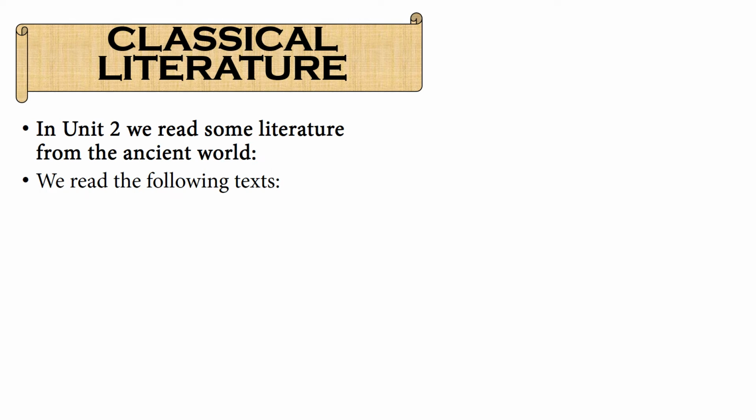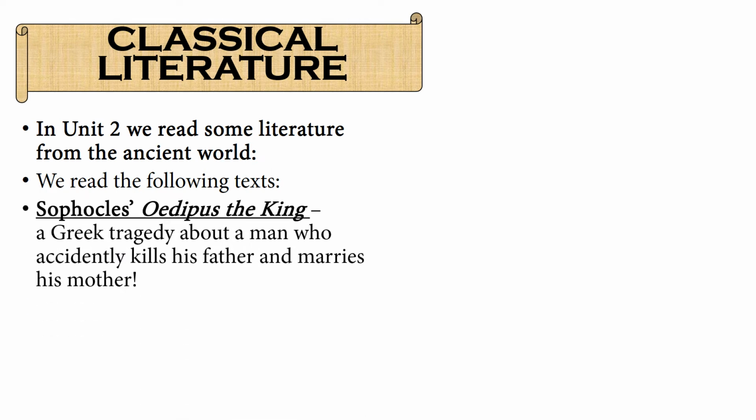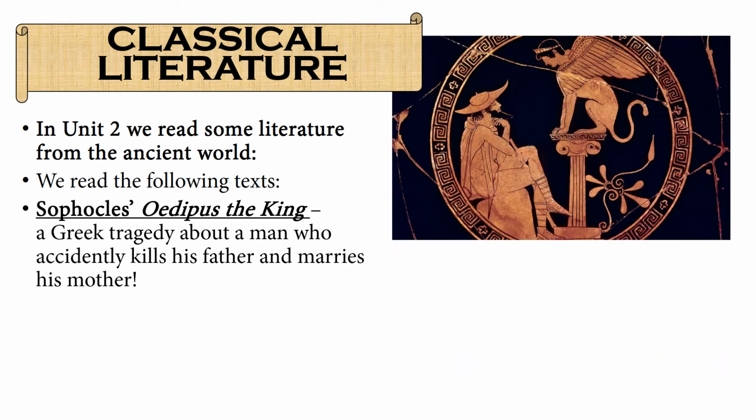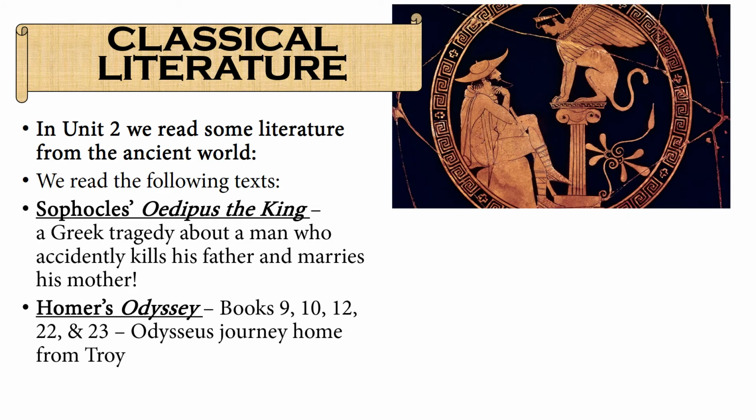The second unit is called Classical Literature, and we read the following texts. The first one is a play, a Greek tragedy, called Oedipus the King by Sophocles. This is about a man who accidentally kills his father and marries his mother. It is an excellent play. And the fact that it still continues to be read 2,500 years after it was written is a testament to that. And the second text which we read is Homer's Odyssey.